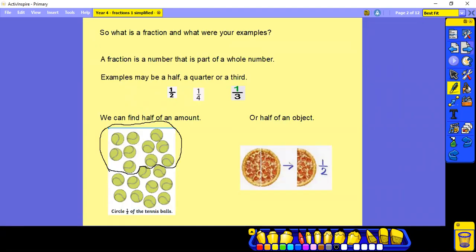So what did you think a fraction was and what were your examples? So a fraction is a number that is a part of a whole number. And examples we may know will be a half, a quarter or a third. And they're the words and here are the symbols. We can find half an amount. So here we've got some tennis balls and I've circled half of those tennis balls. And here, who doesn't want a pizza? And here you can see there is the whole pizza and this is half of the pizza.